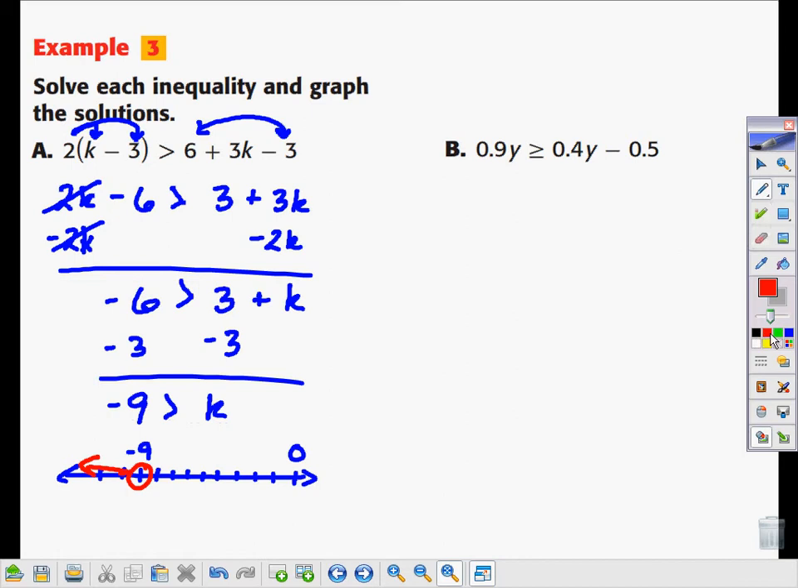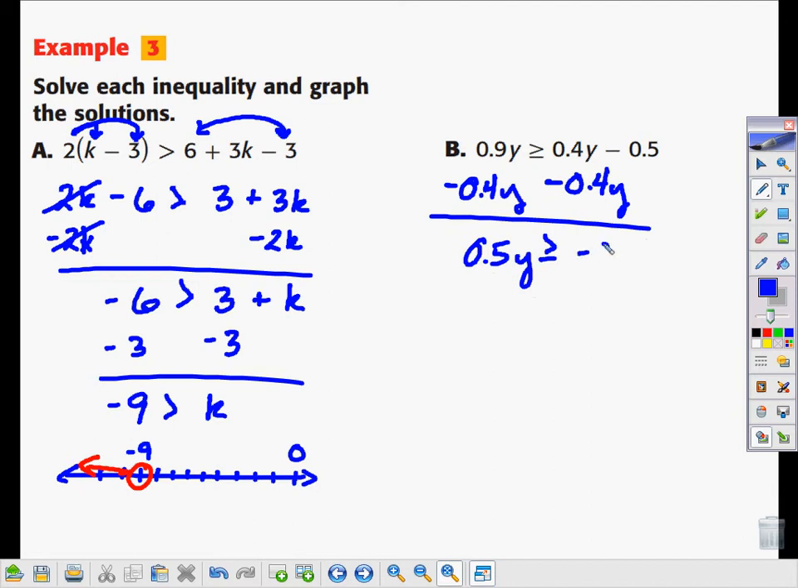We have a similar thing going on over here for b, except this one, the only reason why it's a little trickier is because we have decimals. That doesn't throw much of a curve in here. It's still the same process, just use your calculator if you're not comfortable with decimals. So I begin by taking away the 0.4y so that my variable is on a single side. And that leaves me with 0.5y is greater than or equal to negative 0.5.